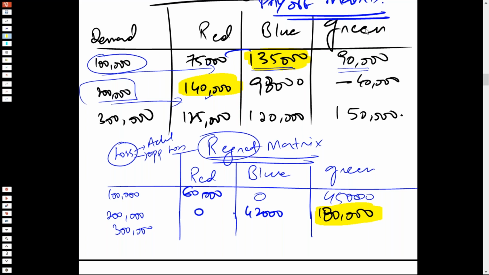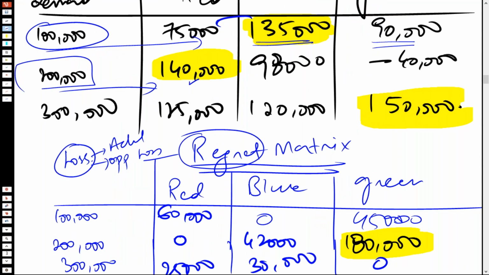Now let's move a bit forward. The next situation is you have now got this 300,000. What is the maximum you could have earned? You could have earned this 150,000. When you could have earned 150,000 and you have earned 125,000, the regret is 25,000. When you could have earned 150,000, you earned 120,000, the regret is 30,000. And the regret here is zero.